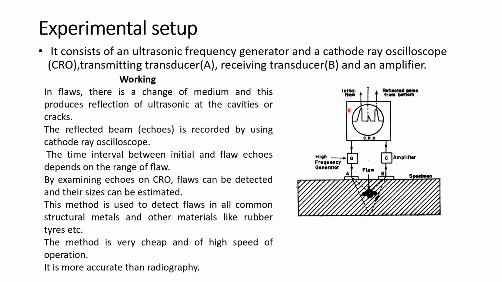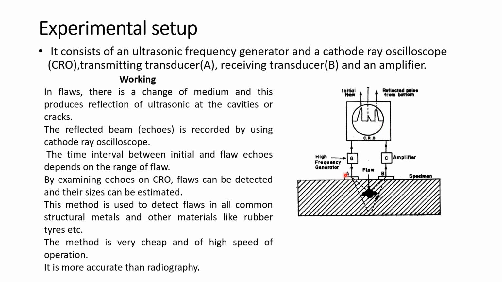This is the experimental setup for this flaw detection, which is non-destructive testing. It consists of an ultrasonic frequency generator. This is the ultrasonic frequency generator, G, and a cathode ray oscilloscope. So this is the cathode ray oscilloscope.